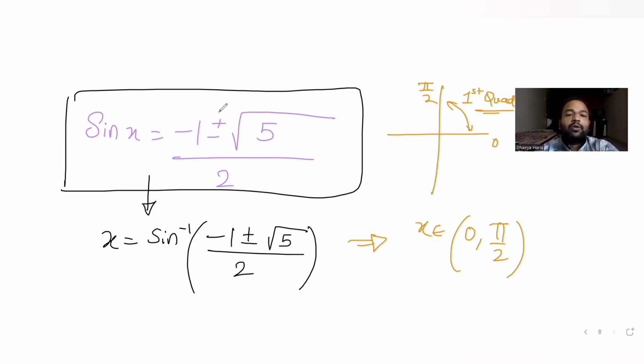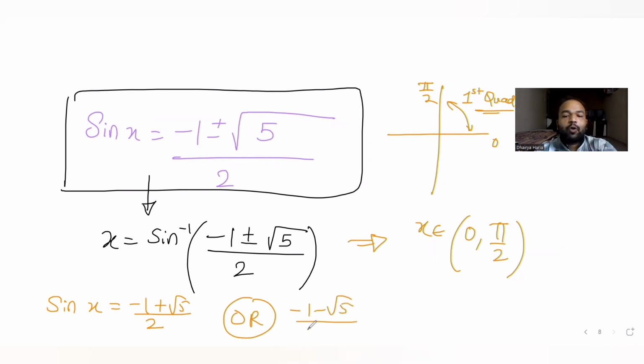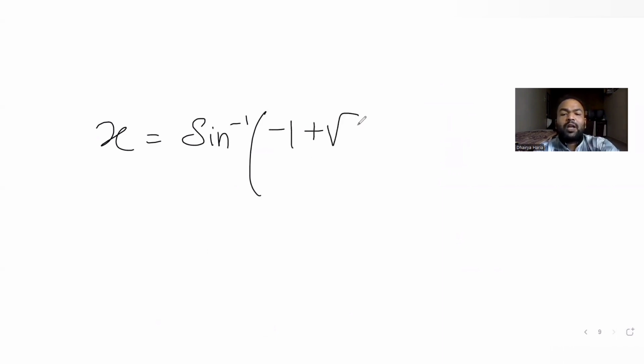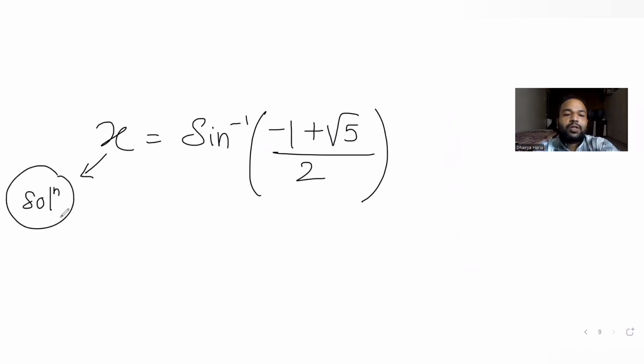So we have two values of sine x, that were -1 plus root 5 upon 2, or -1 minus root 5 upon 2. So basically I have to reject this value, because sine of x, where x lies between 0 to pi by 2, won't be negative, because in the first quadrant sine theta is positive. So we have only one answer satisfying the value for sine x, that is -1 plus root 5 by 2. So if I find the value of x with that, I get sine inverse of -1 plus root 5 by 2. So that is the solution of the equation which was given to us.